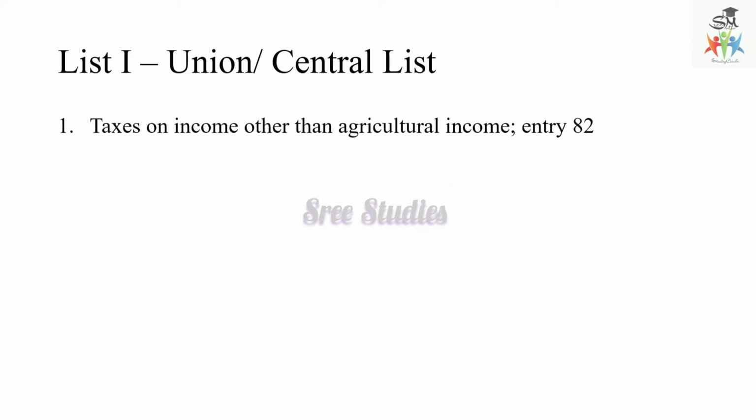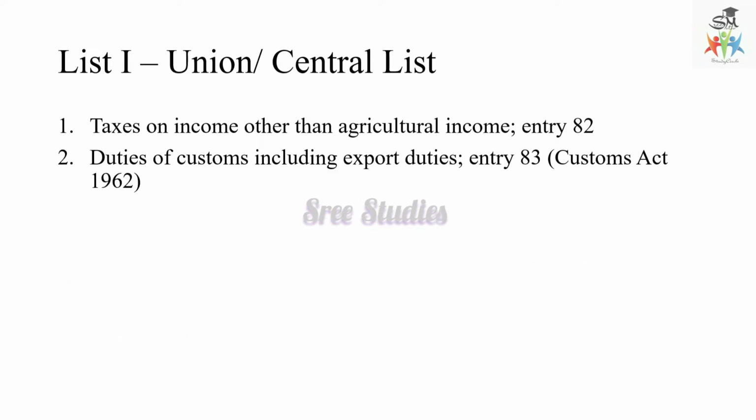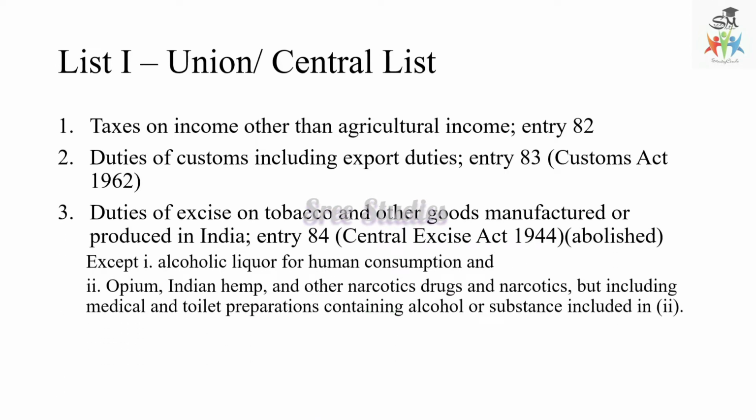The taxes on income other than agricultural income are given in entry 82, and the duties of customs including export duties, that is the Customs Act. Still we are having this Customs Act. And the duties of excise on tobacco and other goods manufactured or produced in India are in entry 84. We used to have the Central Excise Act 1944, but presently it is not available since it is abolished, so we are not bothered about it.